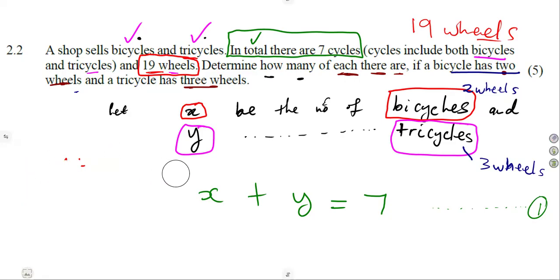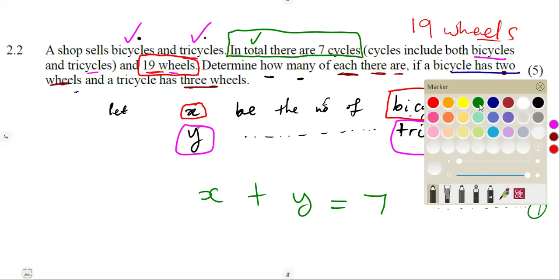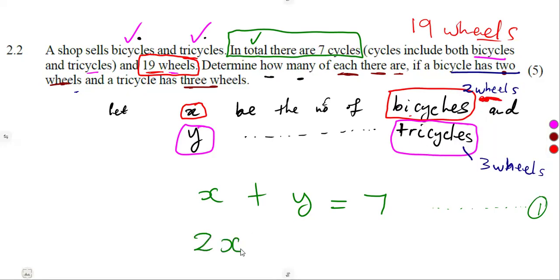It's no longer like that, because when we talk of the wheels, guys, a bicycle has 2 wheels, remember. A bicycle is represented by X, but each of the bicycles that we have will have 2 wheels. So for a number of bicycles that we do not know, how are we going to find the number of wheels? We simply multiply X by 2. So it's going to be 2X, the number of bicycles times the wheels on each bicycle.